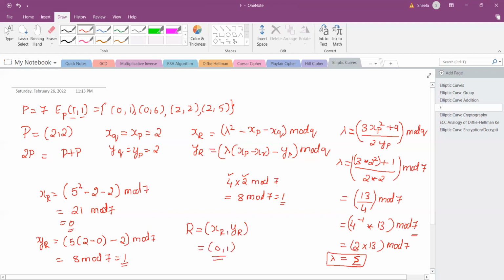Okay. So when we add a point to itself, the resulting point R is also present on the curve. I've added this point twice, so the resulting point is also on the curve. This is how we can perform addition of 2 points in the elliptic curve and point doubling. Point doubling means adding a point to itself.